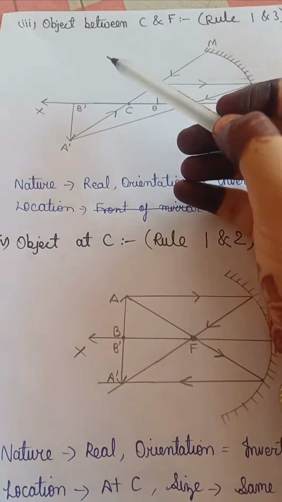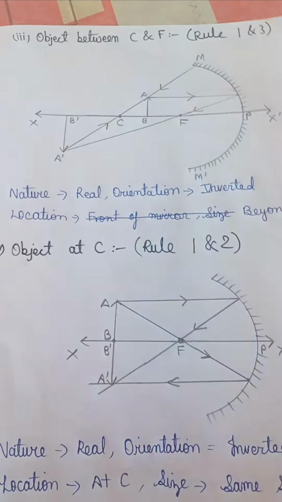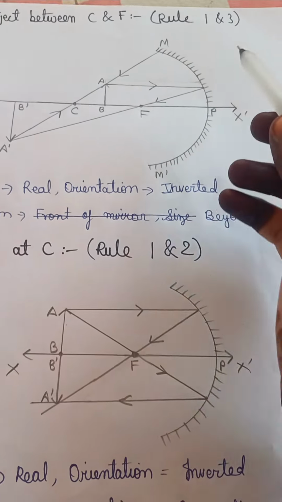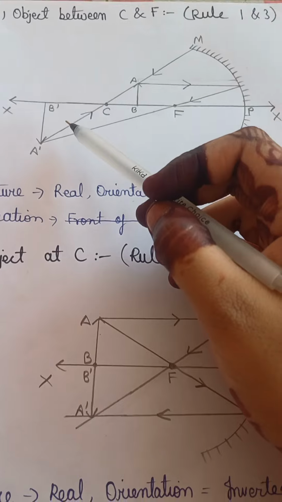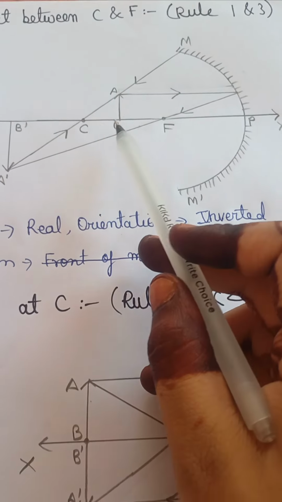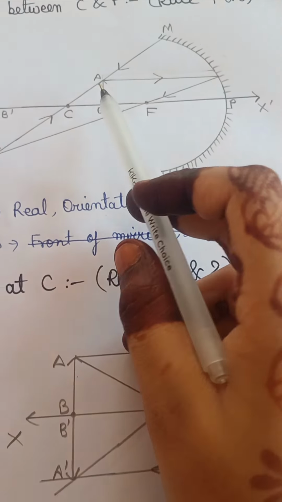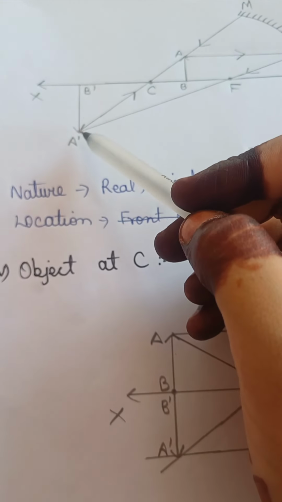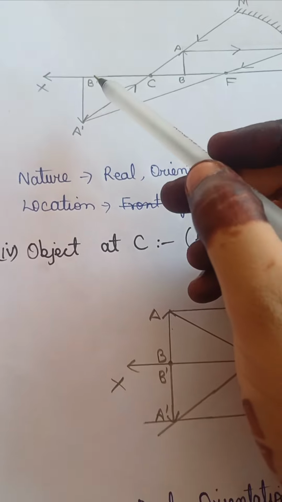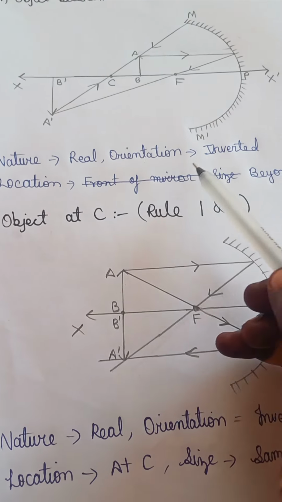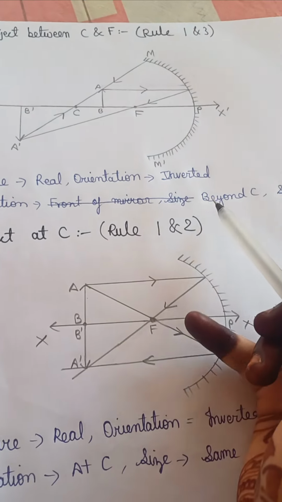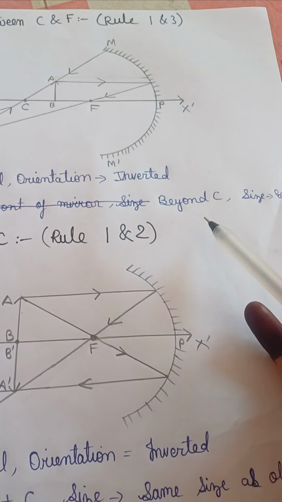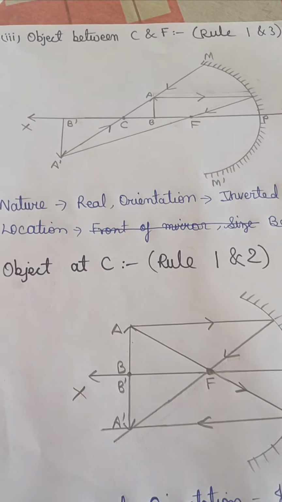Now coming to the third case, where the object is placed between C and F. Using the first and third rules, the first rule will be here and the third rule will be here, passing through the center of curvature. When you join the reflected rays, you will find that the nature will be real, orientation will be inverted, and location will be beyond C. As you can see here, the center of curvature is here and the image is formed beyond C, and the size will be enlarged as compared to the object.